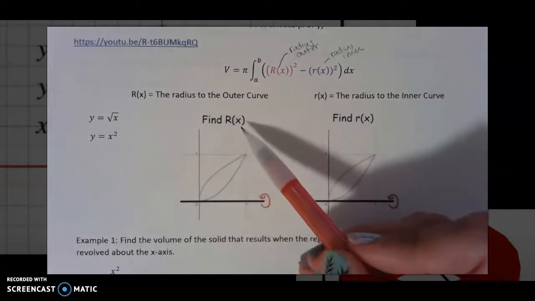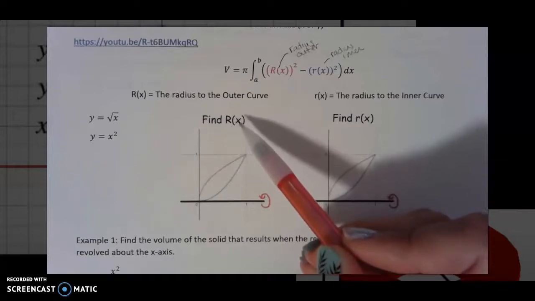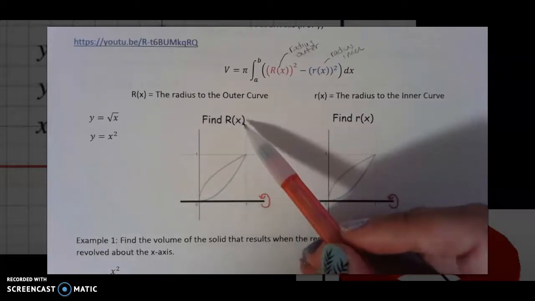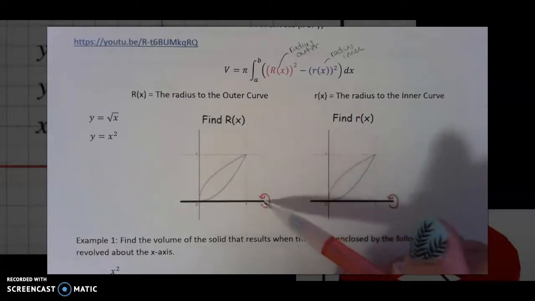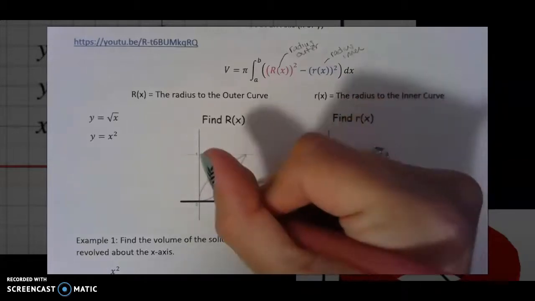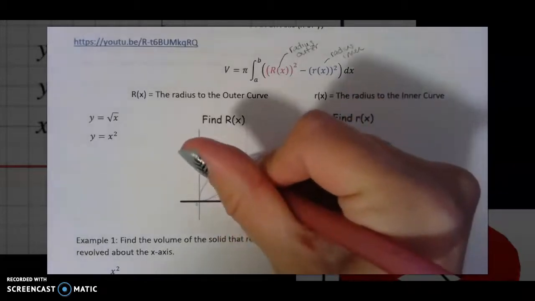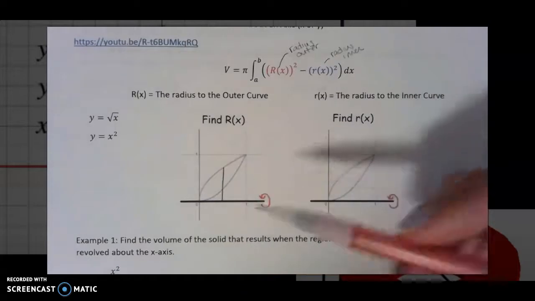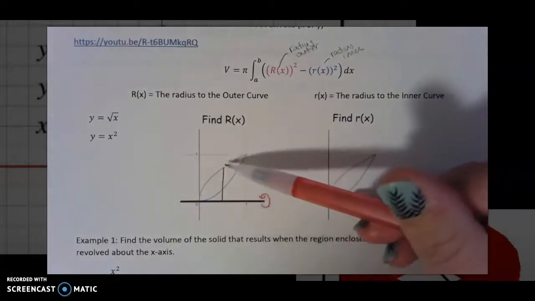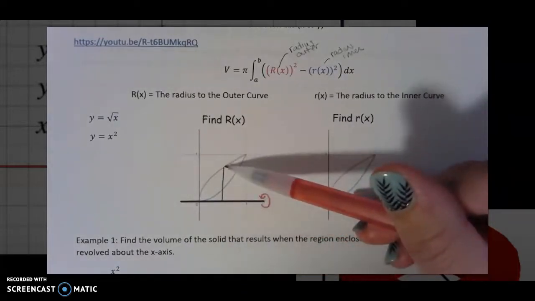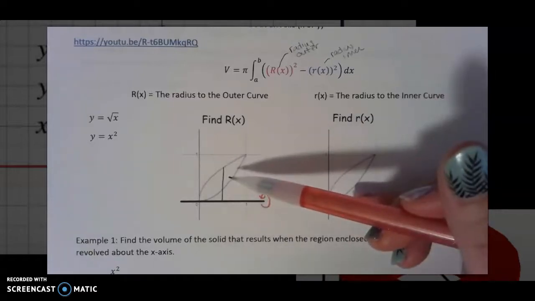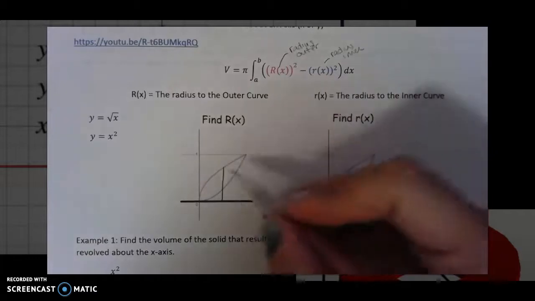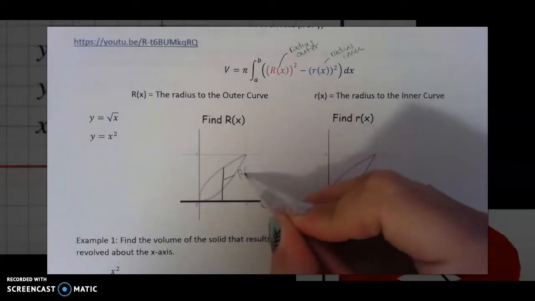This means I need to find the radius to the outer curve. So what does that mean? That means it's the radius from where we're revolving to the outer curve. So if we're revolving around the x-axis, I need this radius, from where we're rotating to the outermost curve, to that line that we're revolving it around. Okay, so this right here is going to be the R of x.